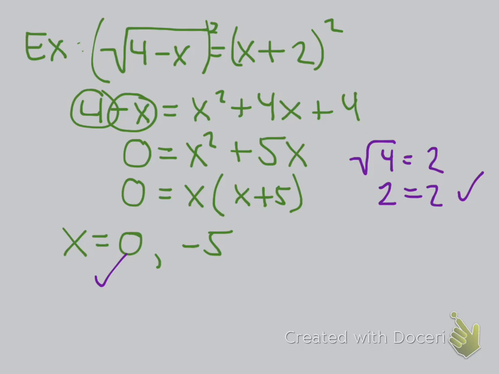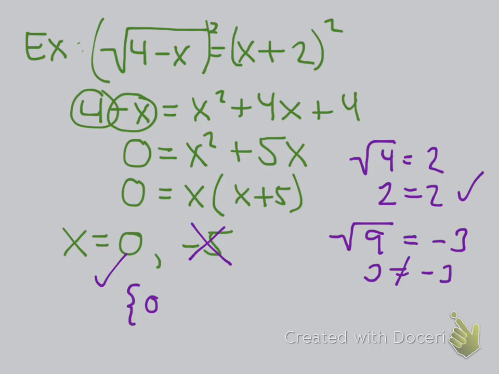What if we plug in the negative 5? On the left-hand side, we'll have 4 minus negative 5, the square root of that, so square root of 9, equals negative 5 plus 2. That's negative 3, and notice what happens here. We're only dealing with primary roots. Square root of 9 is positive 3. That does not equal negative 3, so therefore negative 5 is an extraneous root, and the only solution we have is 0. So you do have to be looking out for those extraneous roots.